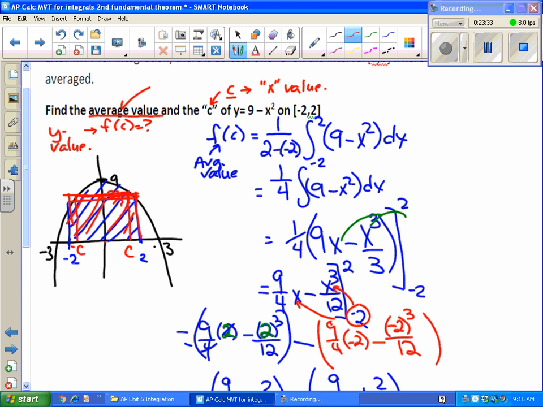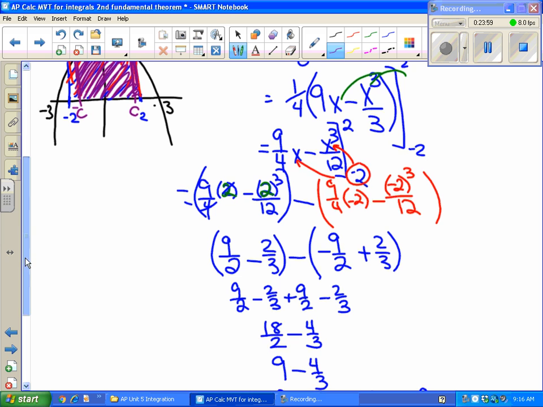I see I first drew that a little bit wide. Whoops. So I go over here. That area would match the other area. So I'm looking for the c value and the negative c value.